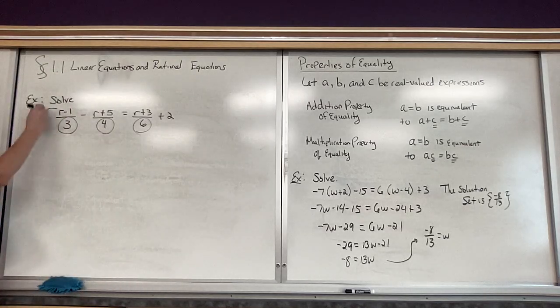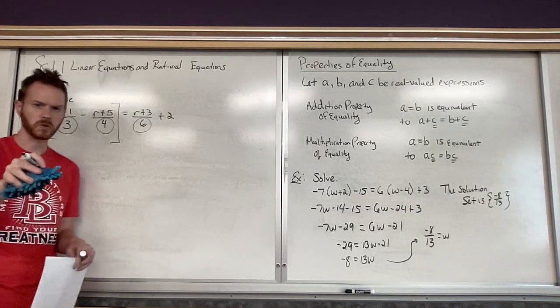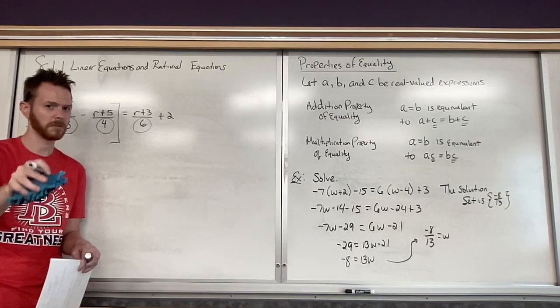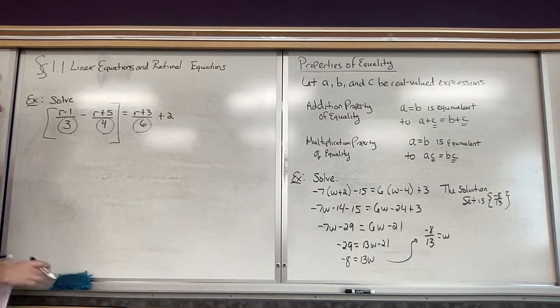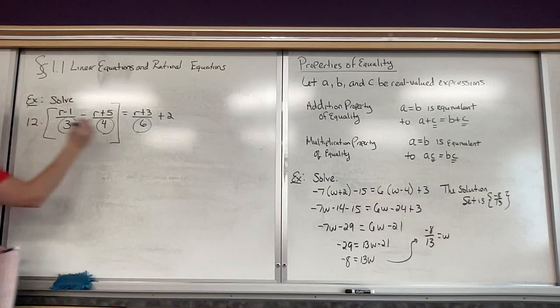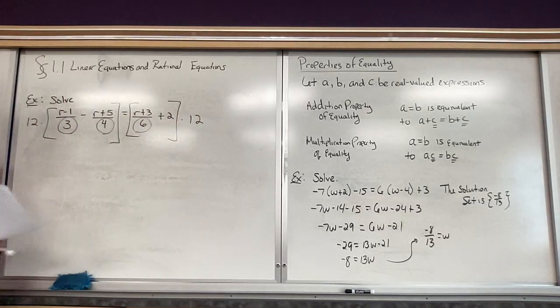So what I'm going to do is multiply both sides by, oh, actually, I don't know if you've been screaming at the TV or the computer. It's not 30, my apologies, it's 12, okay? Yeah, 3, 4, and 6 all have a multiple of 12. My apologies.